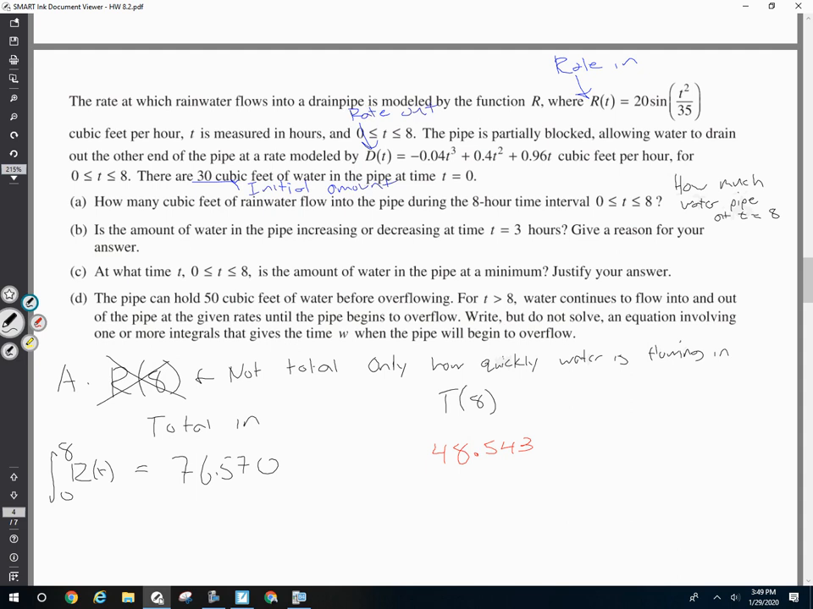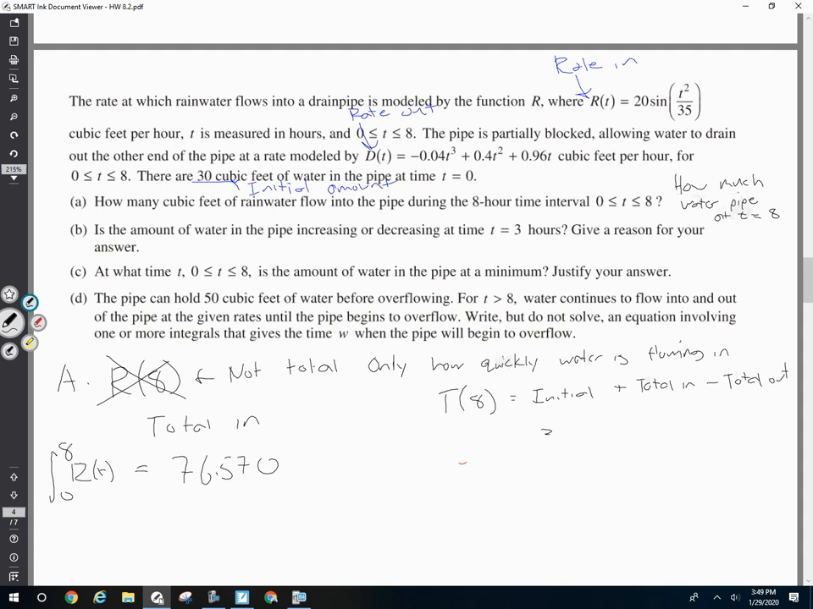Make sure we are able to type it into our calculators. It's not D at 8. It's not R at 8. It's the integral of our rates to get our totals. Just like we said in our notes. The total at time 8 will be our initial amount plus our displacement. However, the displacement has got two parts. I got a displacement kind of in, and then I get a displacement out.